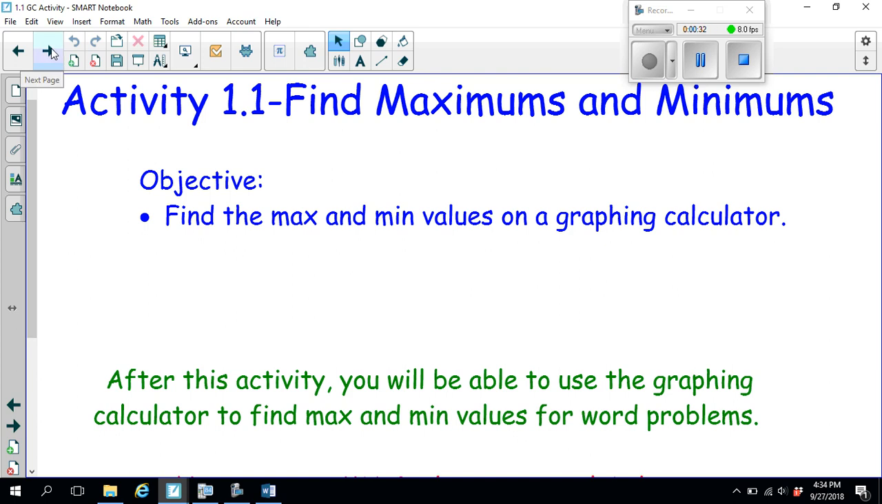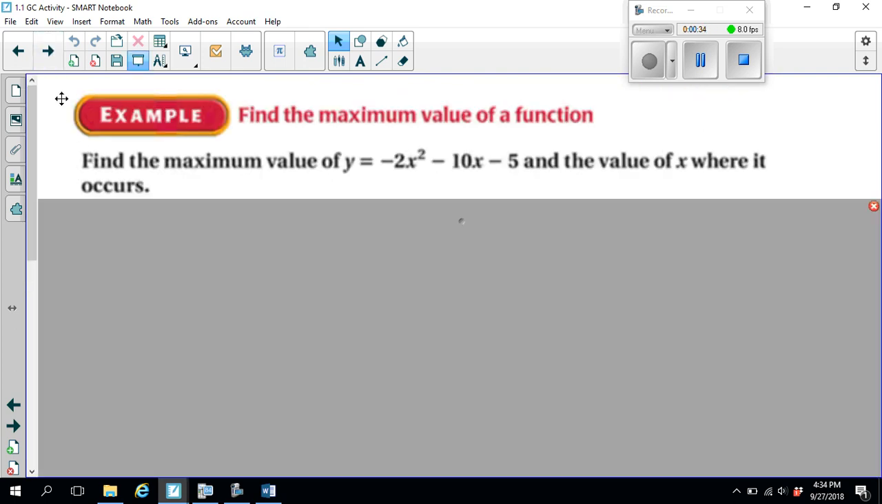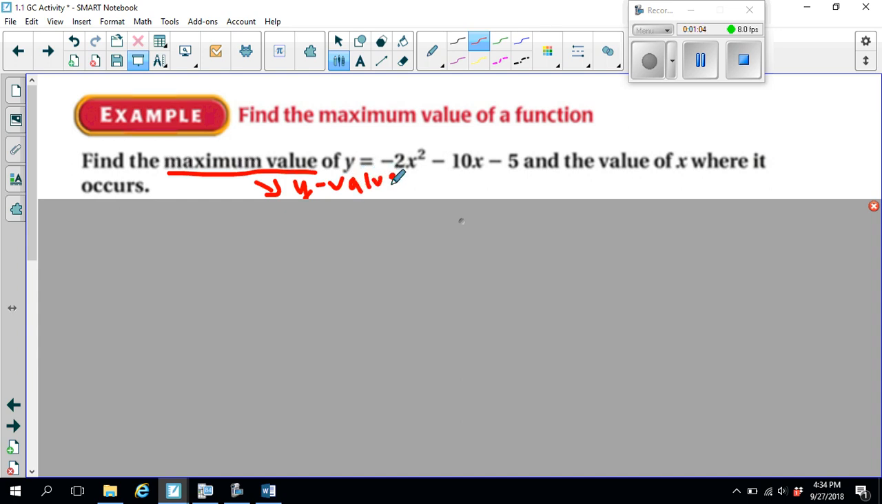So let's go ahead and do our first problem. Here it says we're going to find the maximum value of y equals negative 2x squared minus 10x minus 5, and the value of x where it occurs. When they ask us to find the max value, that means we need to figure out the y value of our vertex. So remember that maximum represents our vertex.